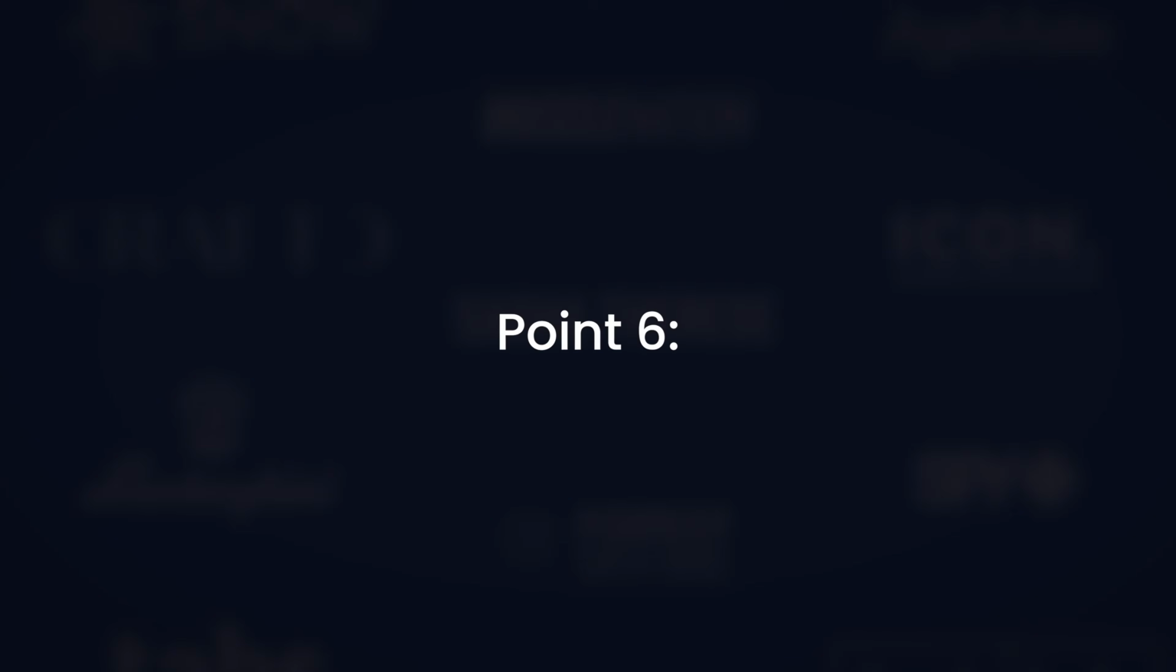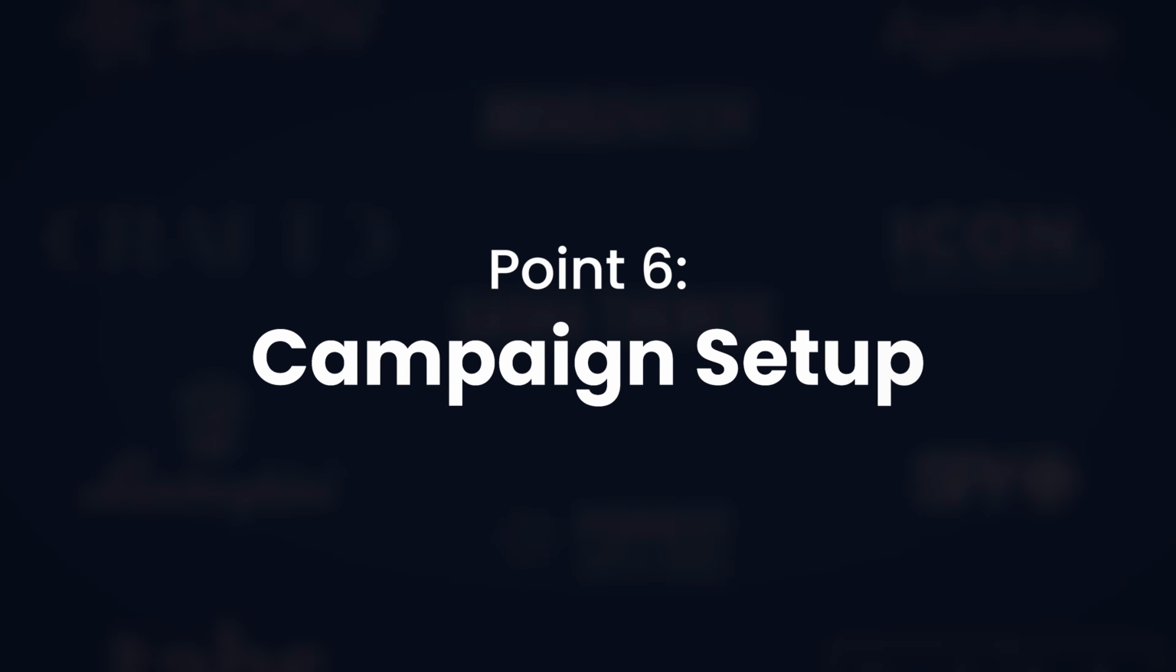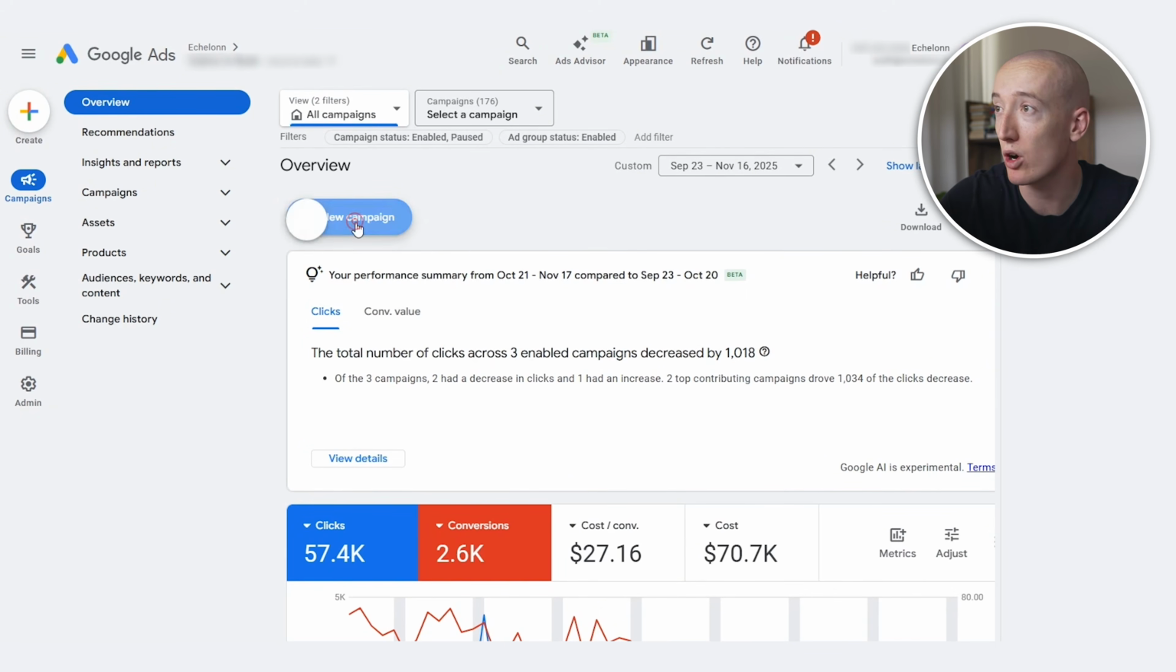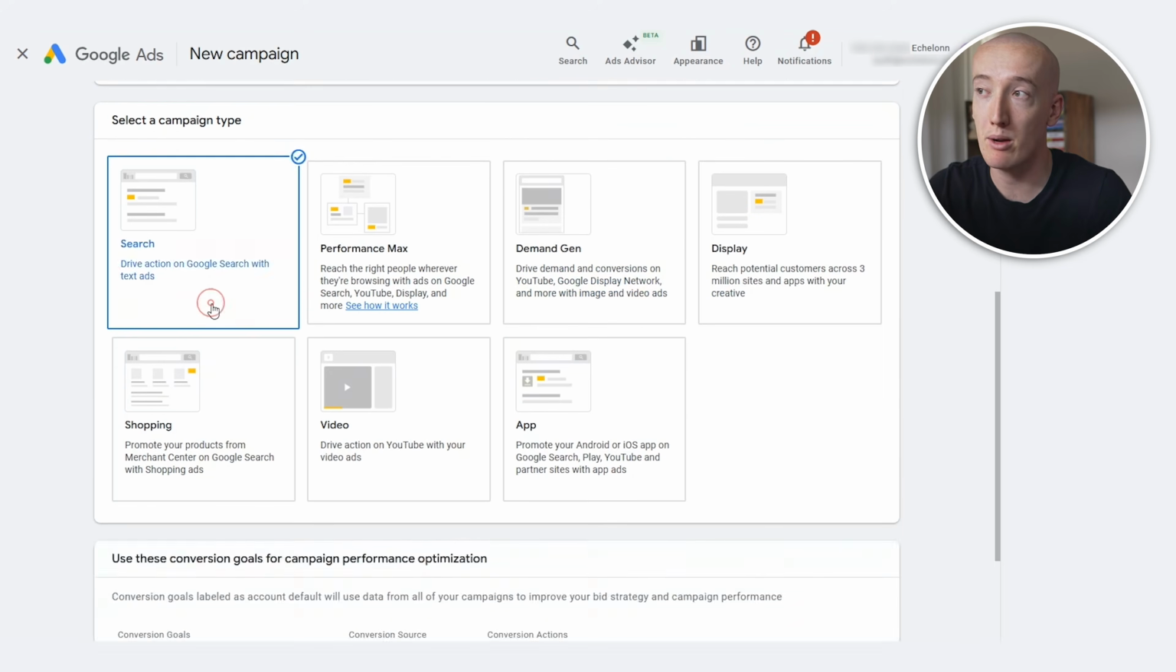So at this stage, you obviously know how to find the terms, you know how to find the search volume and sort of the cost behind these keywords. Now what I want to get into is the actual campaign setup. I'm going to show you 2 ways to do this. So let's start with standard search campaigns. This is the most common approach. So with Google Ads, go ahead, click on new campaign, choose create a campaign without guidance.